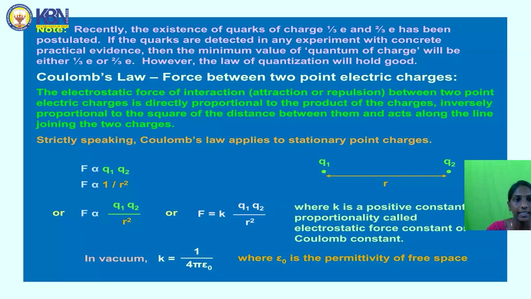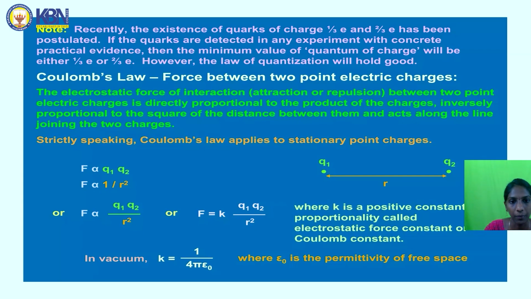Note: recently the existence of quarks of charge 1/3 and 2/3 of an electron has been postulated. If quarks are detected in any experiment with conclusive evidence, then the minimum value of the quantum of charge will be either 1/3 or 2/3 of an electron's charge. However, the law of quantization will hold good.